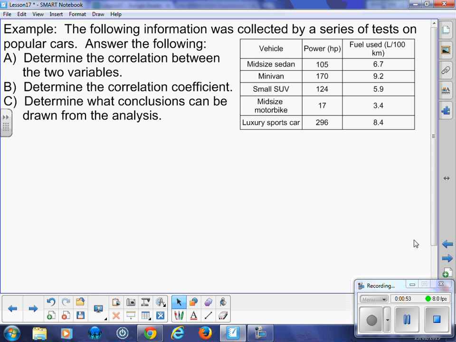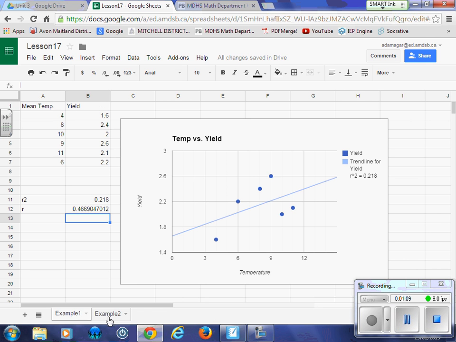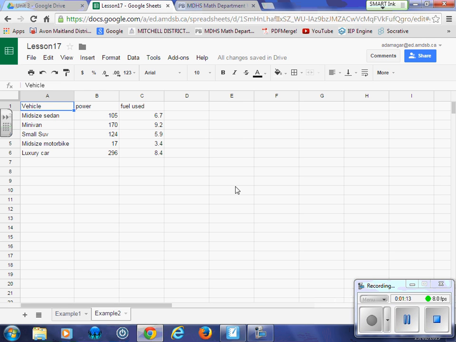All right, last example. The following information was collected by a series of tests on popular cars. Answer the following. We have a series of cars here, and again, I've entered the data into the spreadsheet, so it's example number 2. Same thing, determine the correlation, exactly as we had done in the previous example. Hitting the example 2 tab, here's my data. Now, this one's a little bit more challenging because it's got 3 columns. I don't want 3 sets of data plotted here. What I want to know is, is there a relationship between power and fuel used?